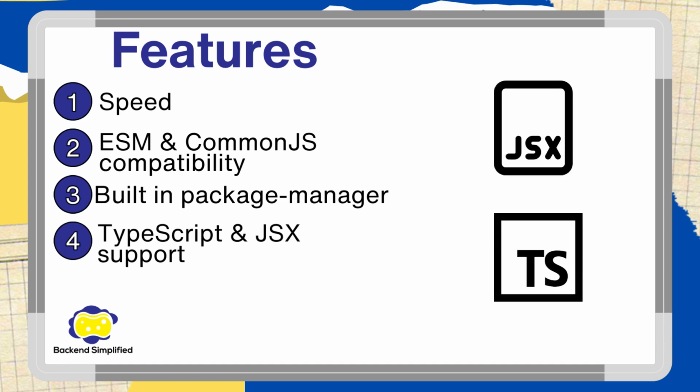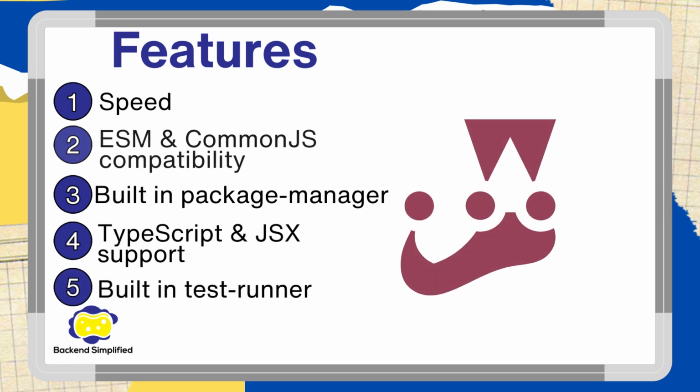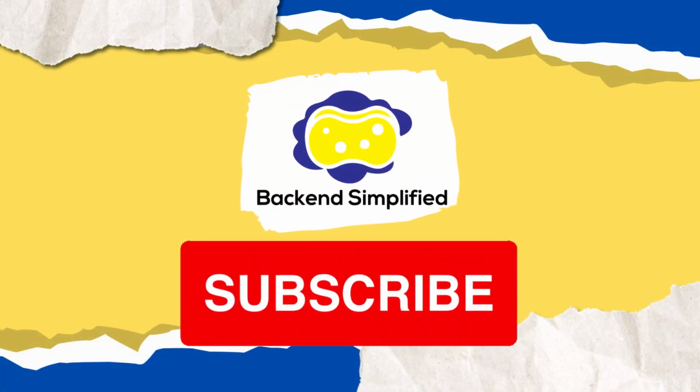You can directly execute JSX, TS, and TSX files. Bun's transpiler converts this to vanilla JavaScript before execution. And the last one is a built-in, Jest-compatible test runner. If you want to hear more, watch our full video.